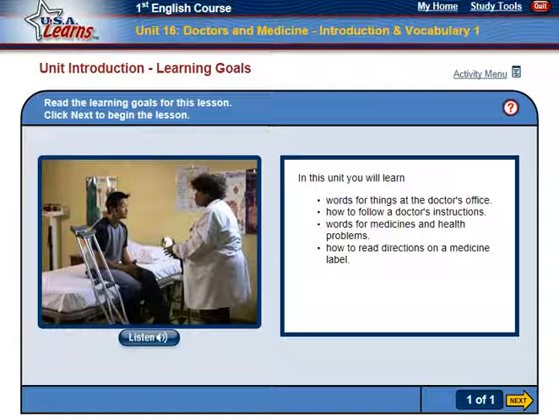In this unit, you will learn words for things at the doctor's office. You will learn how to follow a doctor's instructions. You will learn words for medicines and health problems. You will learn how to read directions on a medicine label.